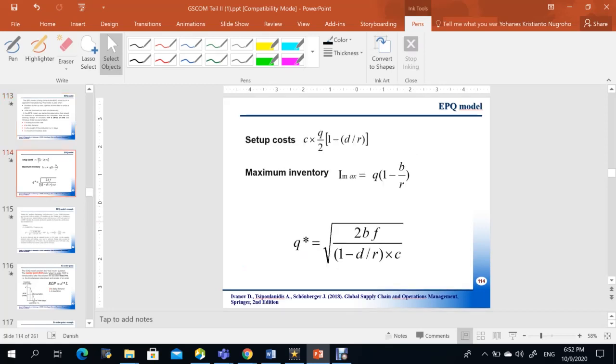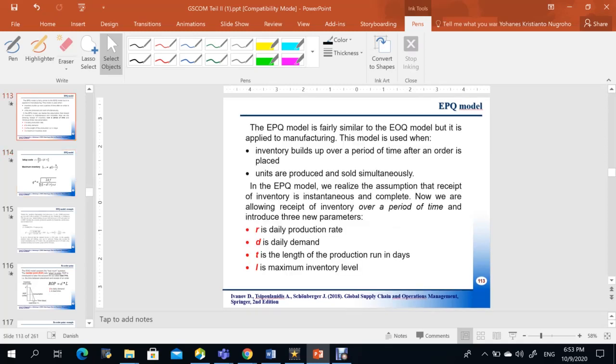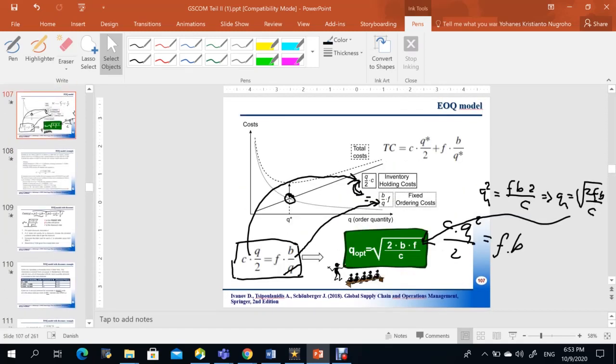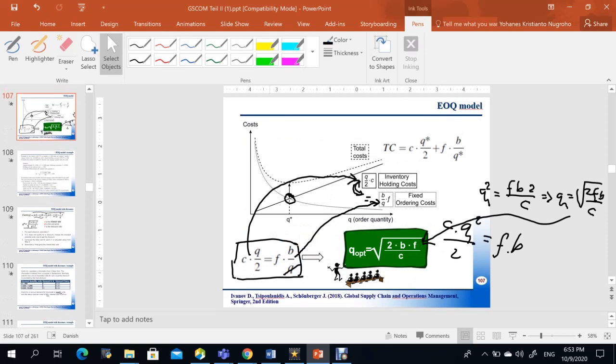Now we try to derive the economic production quantity model. We can return to our previous formulation for economic order quantity. Okay, let's go to our previous formulation. That's here. The order cost equals the inventory cost. But in our current case, the order cost should be equal to the setup cost because we are talking about production.